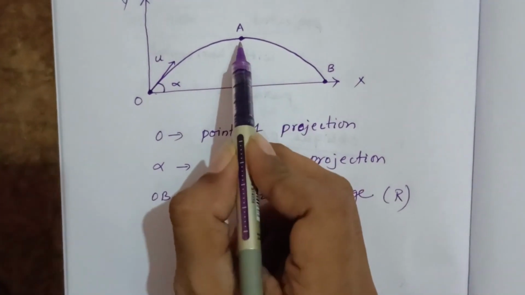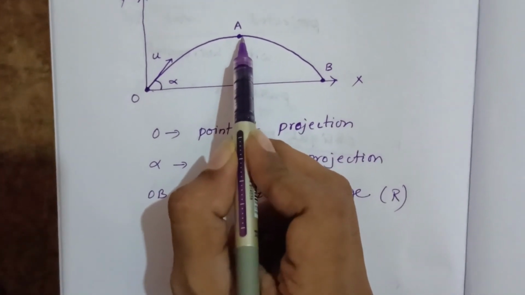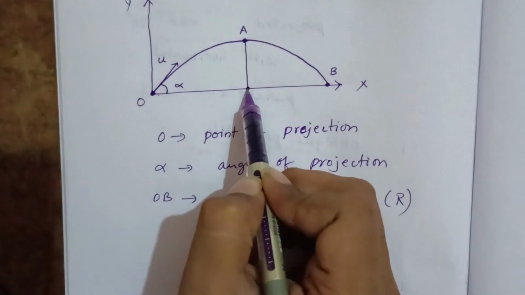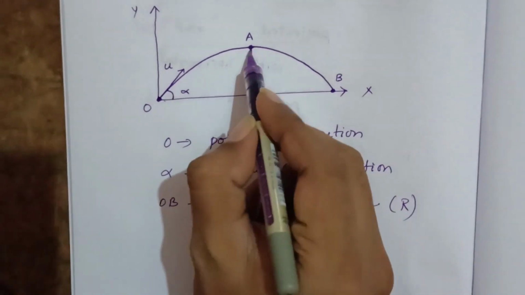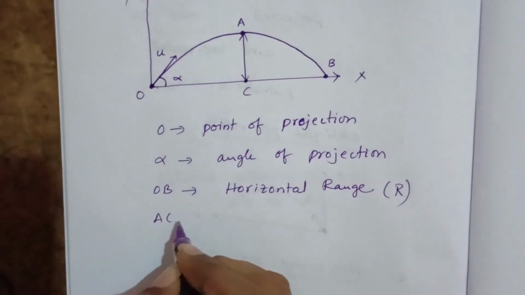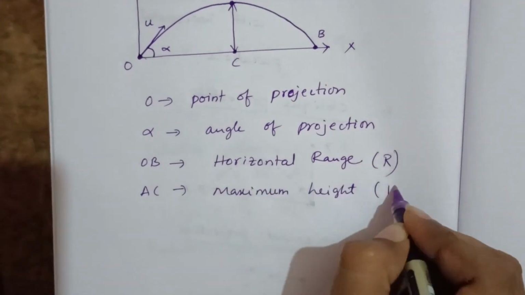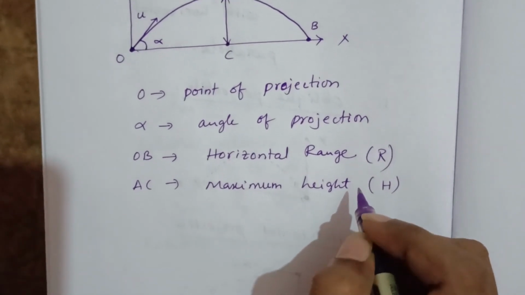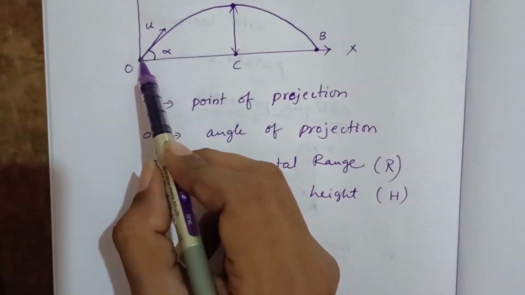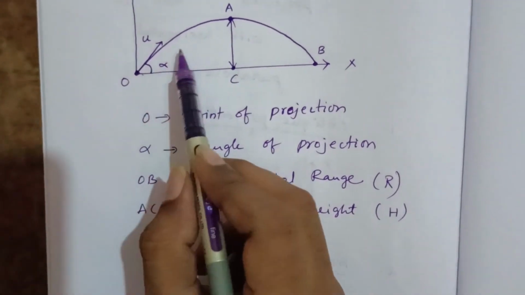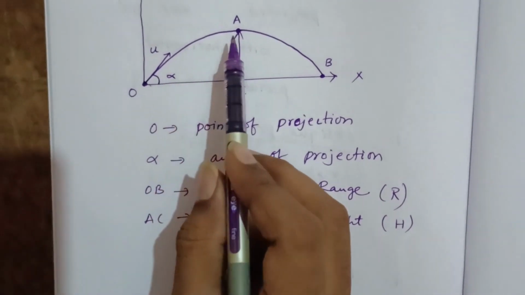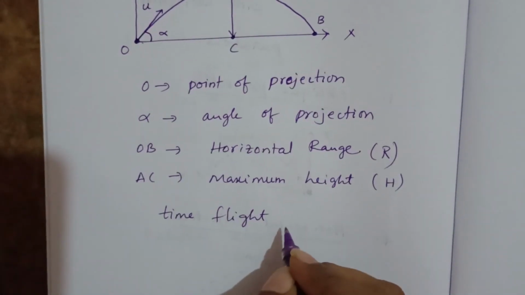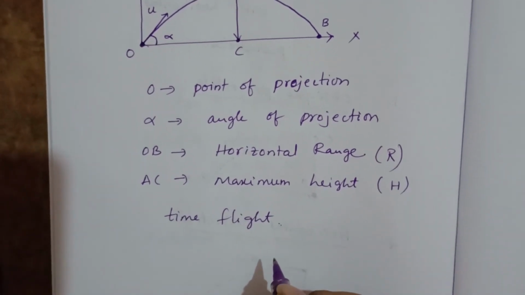Now A is the maximum height. This height, taken from the surface at a point C, this AC is known as maximum height, capital H. The time taken by the body in the air is known as time of flight.